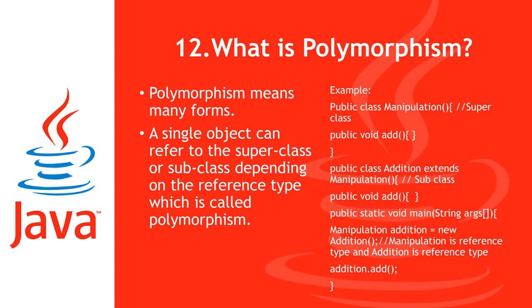What is polymorphism? Polymorphism means many forms. A single object can refer to the superclass or subclass depending on the reference type, which is called polymorphism. Using the Manipulation reference type, we can call the Addition class add method. This ability is known as polymorphism. Polymorphism is applicable for overriding and not for overloading.